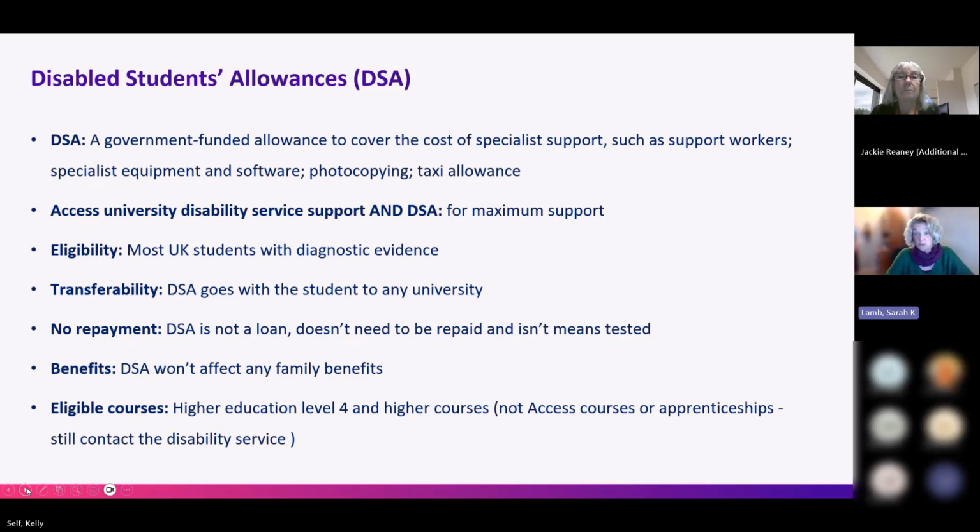What courses are eligible? Higher education at level 4 and higher, so up to postgraduate courses as well. Access courses aren't eligible, and apprenticeship courses, even if they're on the degree, aren't eligible, but there is separate funding for degree apprenticeships. It's not as extensive, but there is still support available. Next slide, please.